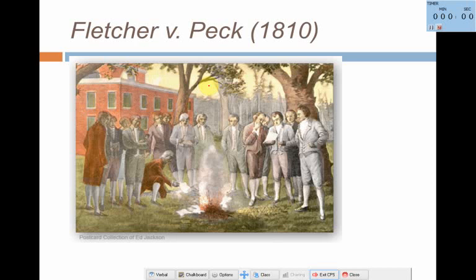The other Supreme Court case you have to know is Fletcher v. Peck. So Fletcher v. Peck is the last Supreme Court case that you guys have to know, at least for this unit. Now, in the Supreme Court case of Fletcher v. Peck, the Supreme Court ruled that states may not break contracts, even if it was bad for the public.